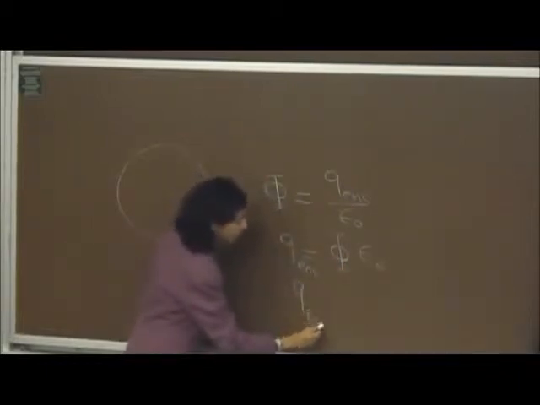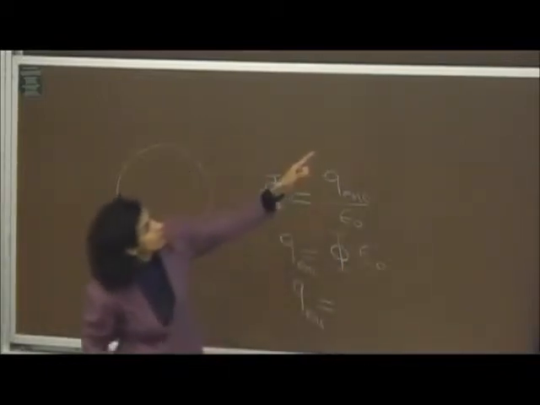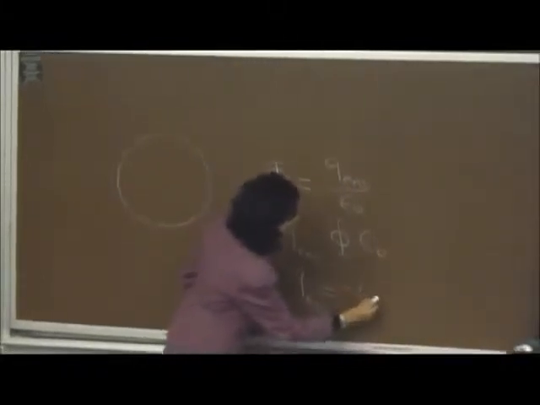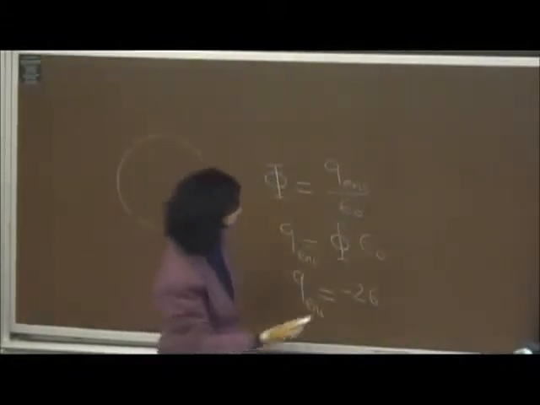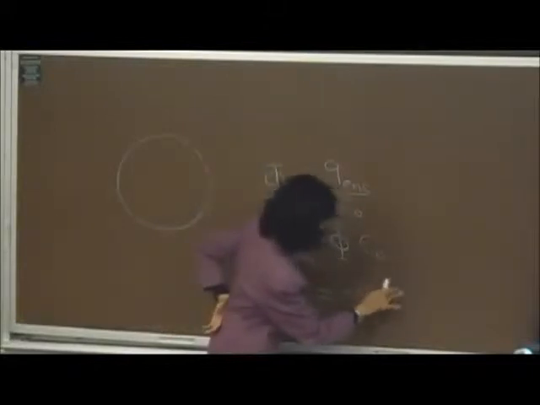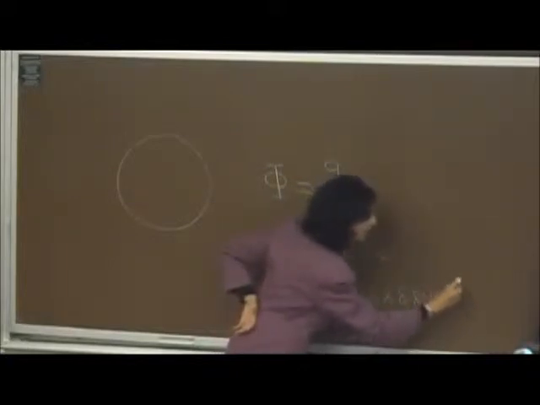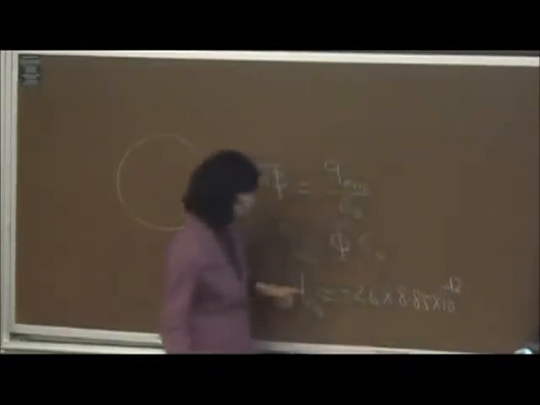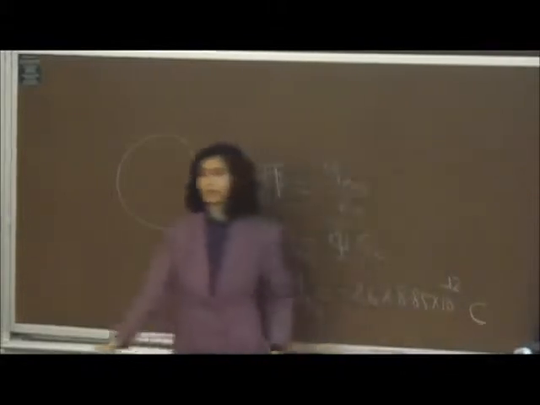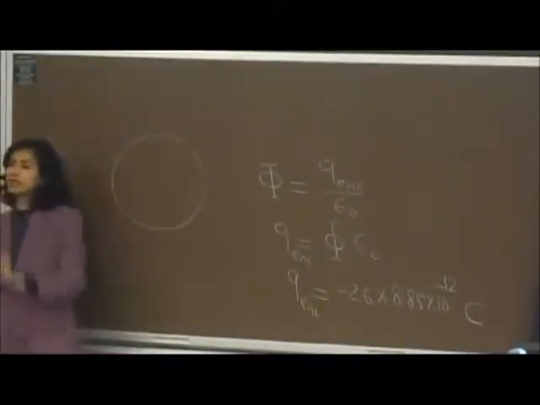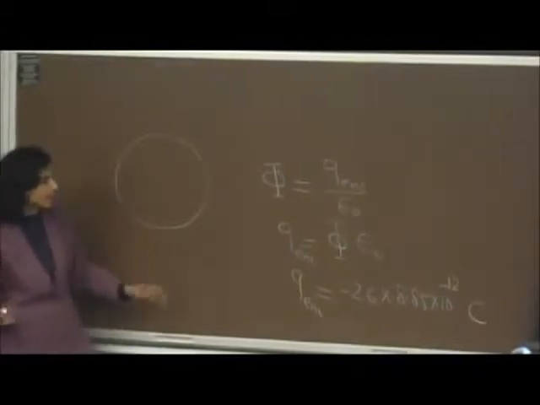So I know that Q enclosed must be equal to whatever is given, minus 26 Newton meter square per coulomb, times epsilon 0, and epsilon 0 we know is a number, 8.85 times 10 to the power minus 12 in SI units. So charge will be this many coulombs inside. You can see it's a negative charge, but he is absolutely correct. You don't know anything else.